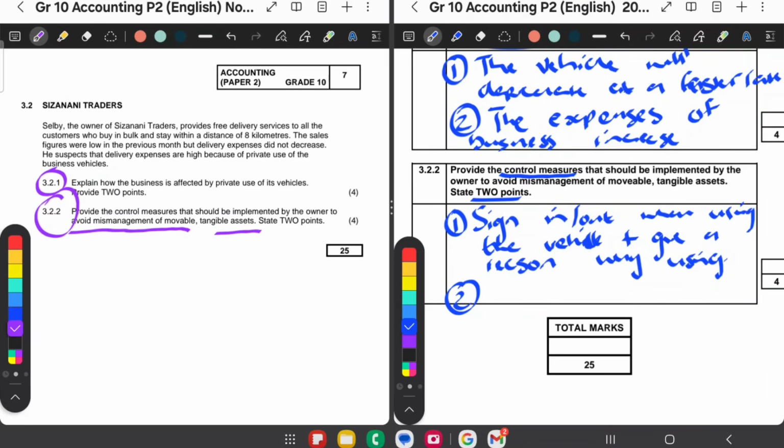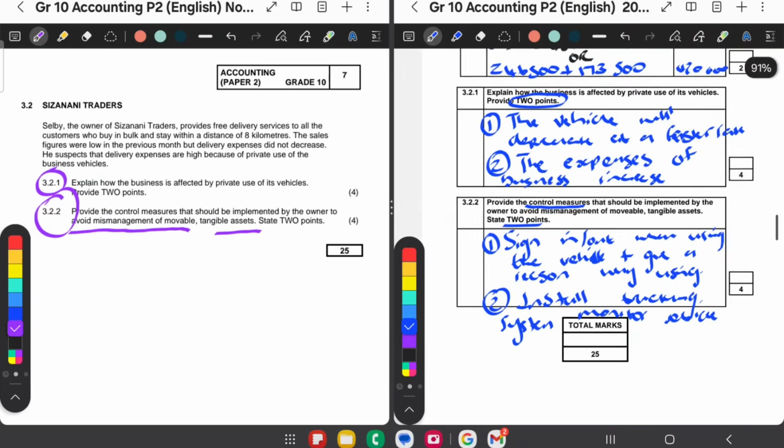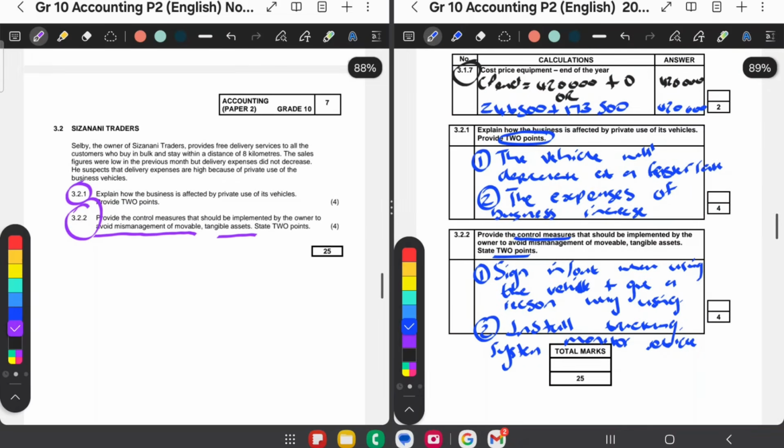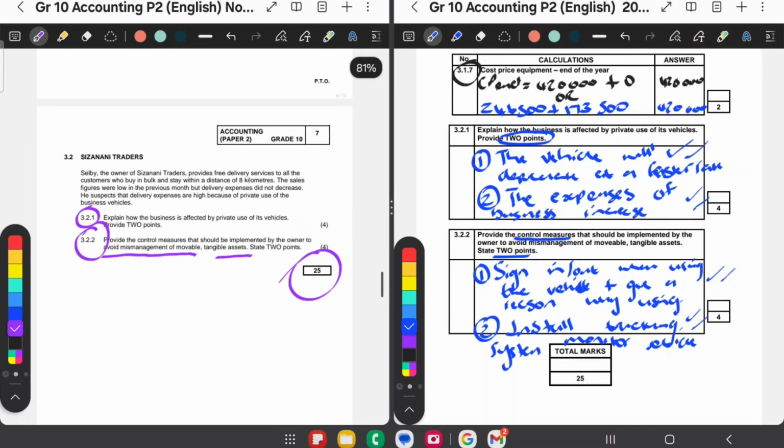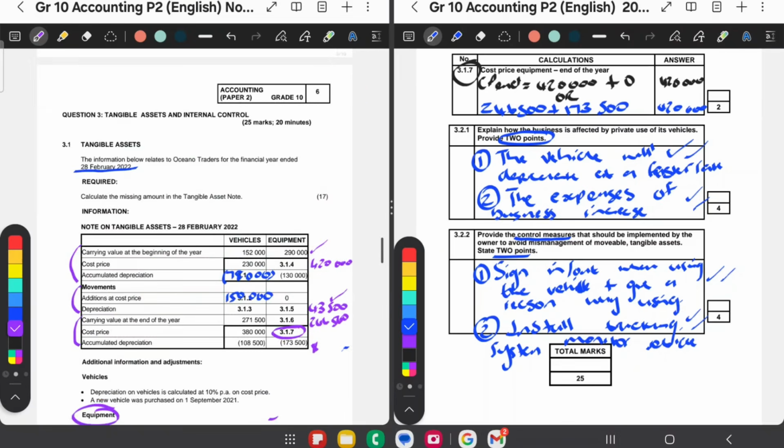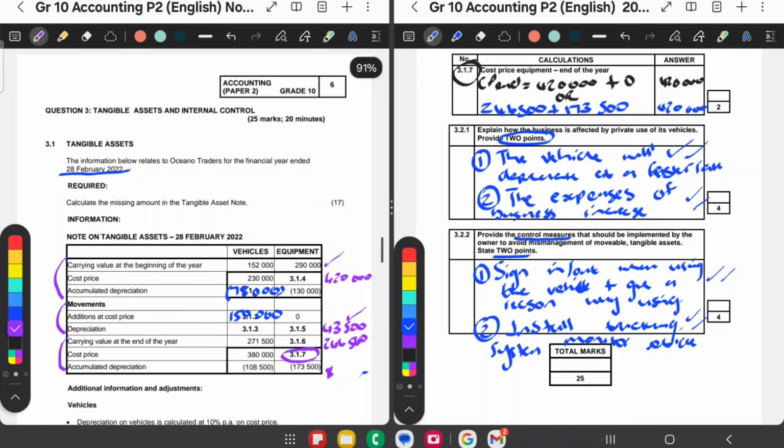And then we can install a tracking system. So install a tracking device. So a tracking system to monitor the movement of the vehicle. So if you have a tracking device, the owner can look on his phone and just check where is the vehicle at any time. So that will be also for 4 marks. So 2 here, 2 there. You will get 2 and 2. And this was a total of 25 marks for the fixed asset or tangible asset and control question.